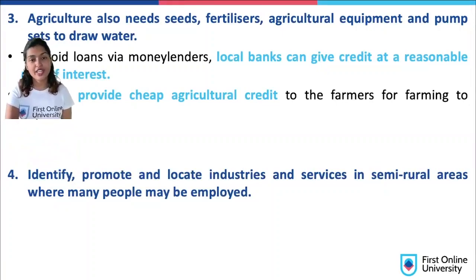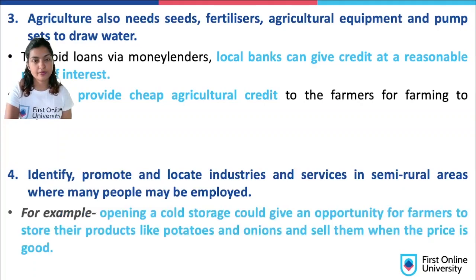You should identify, promote, and locate industries and services in semi-rural areas where many people may be employed. For example, opening a cold storage could give farmers an opportunity to store their products such as potatoes and onions and sell them when the price is good. So, this is the entire advantage of what a cold storage will give you.